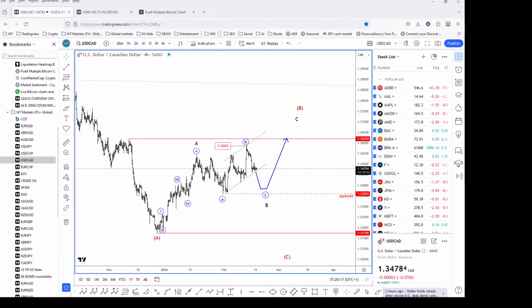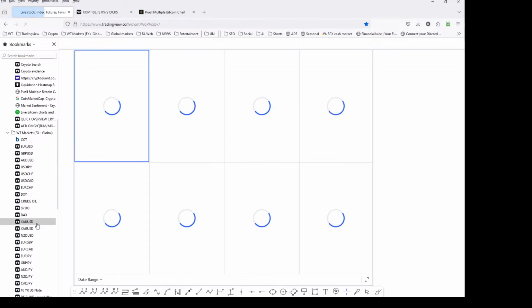Now, if we take a look also at gold, as I said earlier, gold came back into this range.